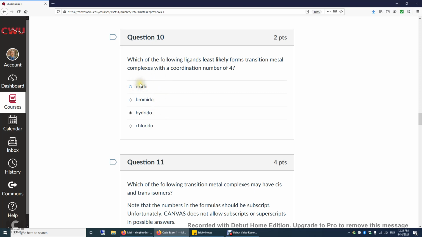And also when oxido is bonded to a transition metal, very often it forms a double bond, for example in permanganate. And double bonds tend to repel each other more strongly than a single bond. So because of this, oxido, bromido, and chlorido tend to form a transition metal complex with a coordination number of 4 instead of 6 or higher. So hydrido is the one least likely to form a complex with a coordination number of 4. You may see 6 or even more than 6 when you have a hydrido ligand.